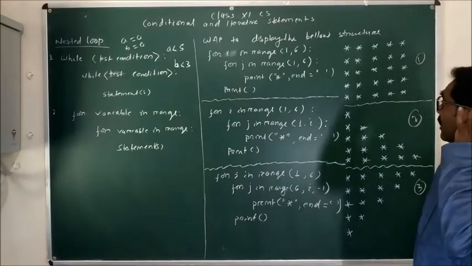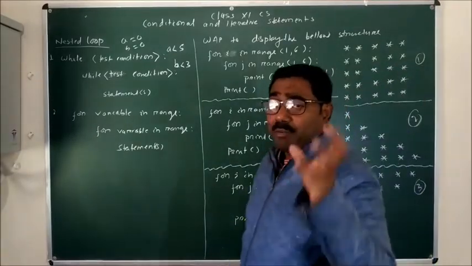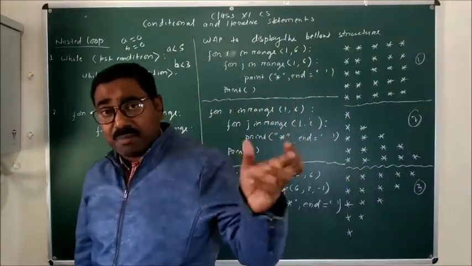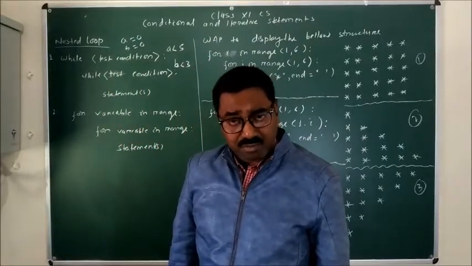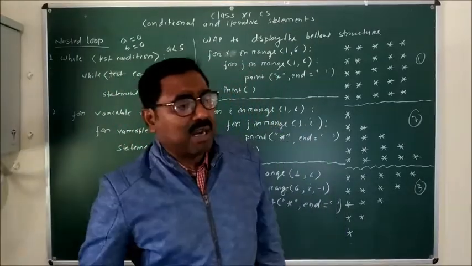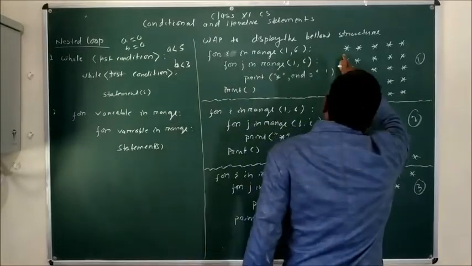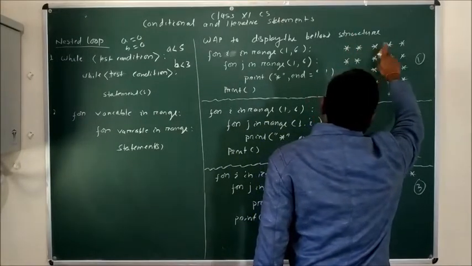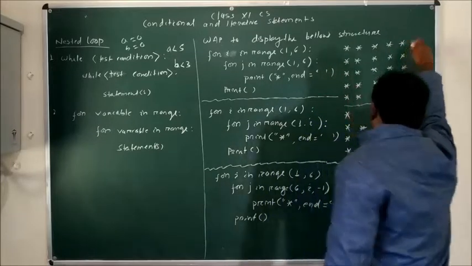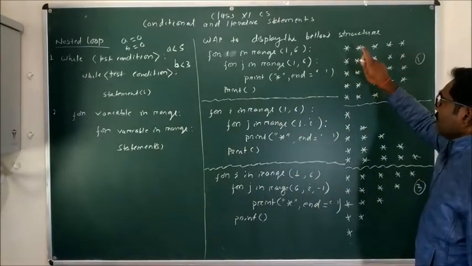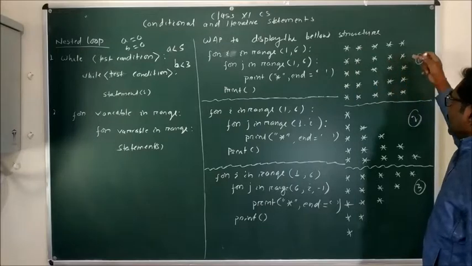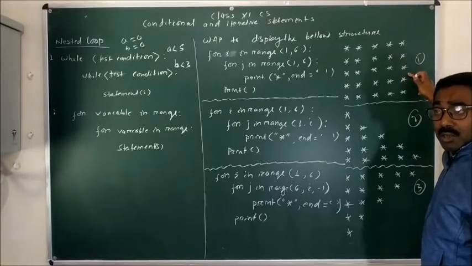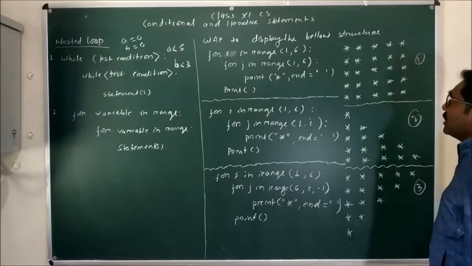So when we draw this particular structure using pen and paper, what happens? We start row-wise. You start the first row, draw the first asterisk, second, third, fourth, fifth asterisk. Then come to the next row, again first, second, third, fourth, fifth. Again come to the third row. Likewise we can draw the asterisks.